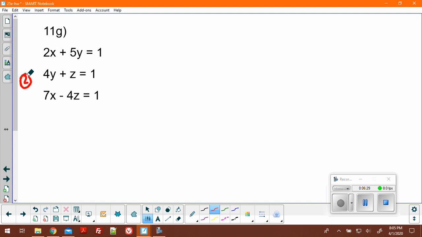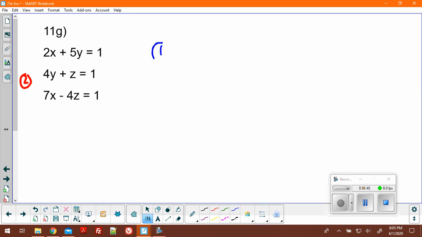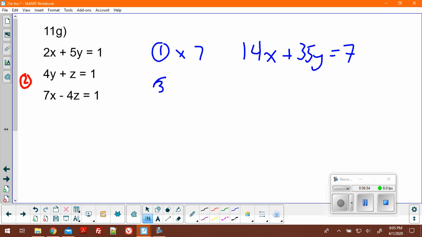Okay, right. So I really just need to focus on eliminating x from one of these equations. Okay, so we've only got 2 left. So let's do equation 1 times 7. So I have 14x plus 35y equals 7. And we'll do equation 3 times, sorry, not 5, times 2. So that is 14x minus 8z is equal to 2.